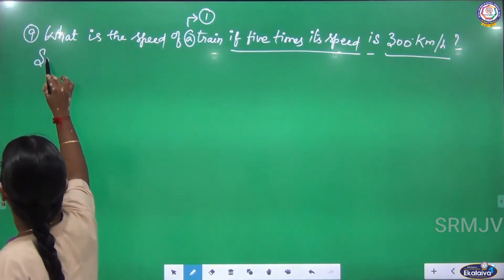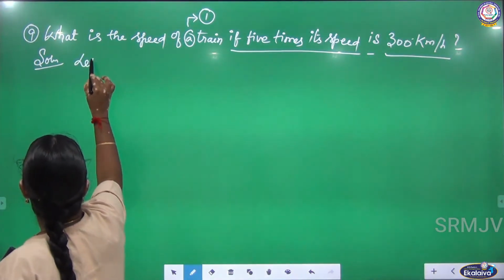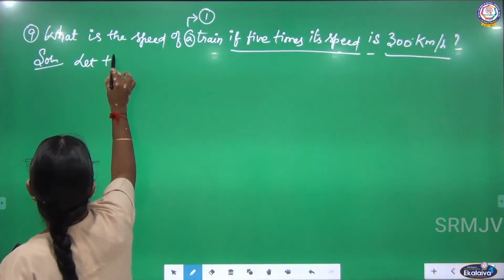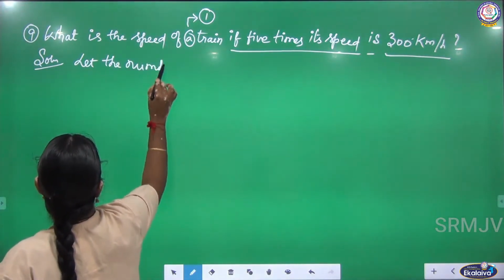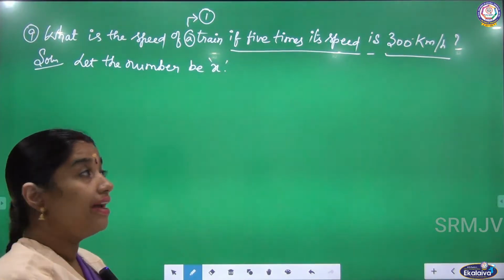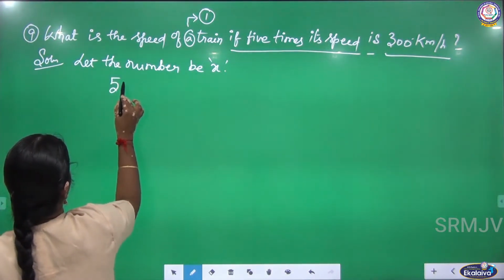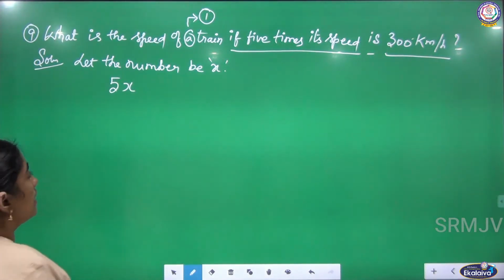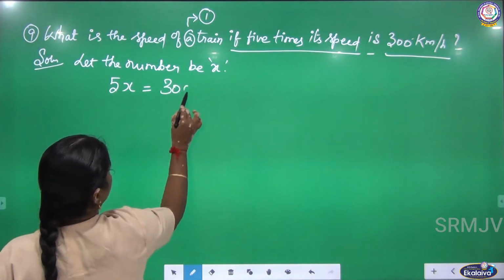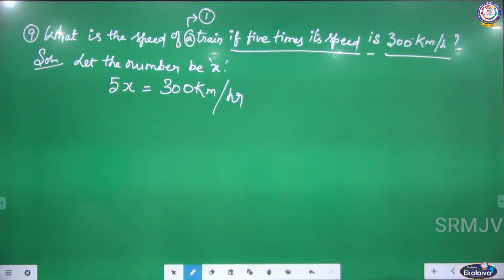Listen. Let the number be x. Let the number be what? x. So 5 times, I can write to be 5 into x. 5 times is equal to 300 kilometer per hour. Is it clear? 5 times, so 5 into x. Now I am going to find out the x value for one time.